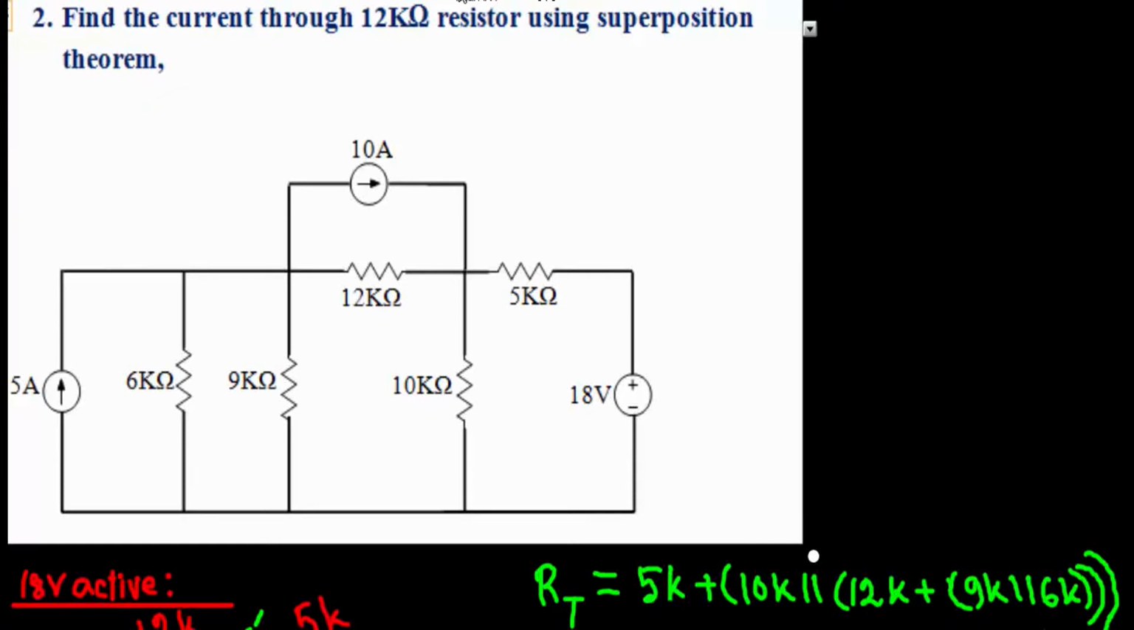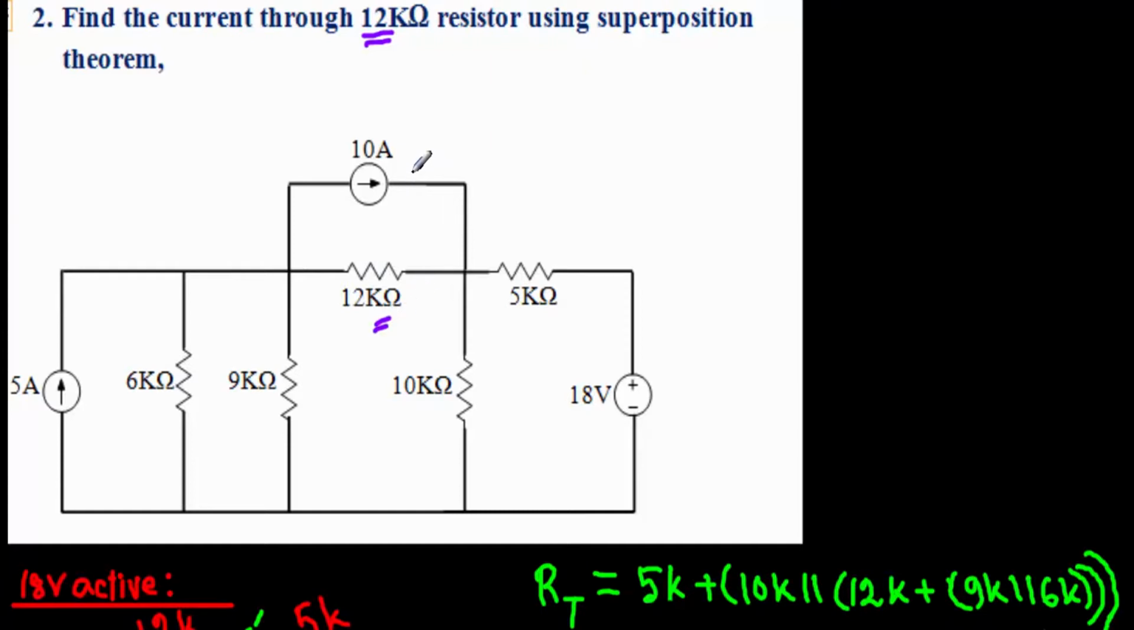Here I am with another example of superposition theorem. This is a little bit difficult problem because this circuit contains three sources. Now see what we are asked to do in this circuit. We are asked to calculate the current through the 12 kilo ohm resistor using superposition theorem. We have to apply superposition theorem to calculate the current through this 12 kilo ohm resistor.